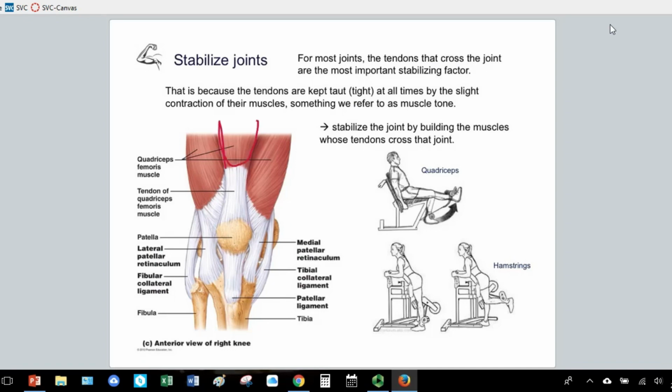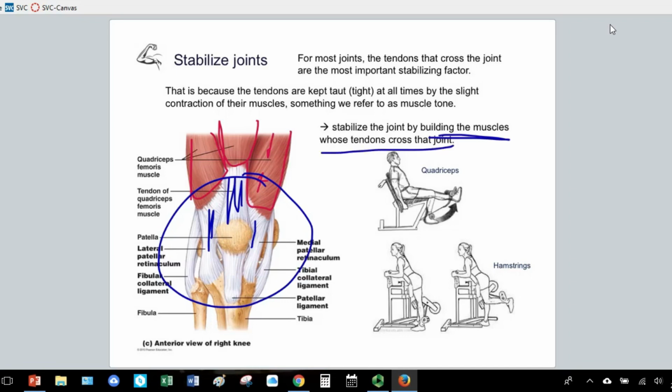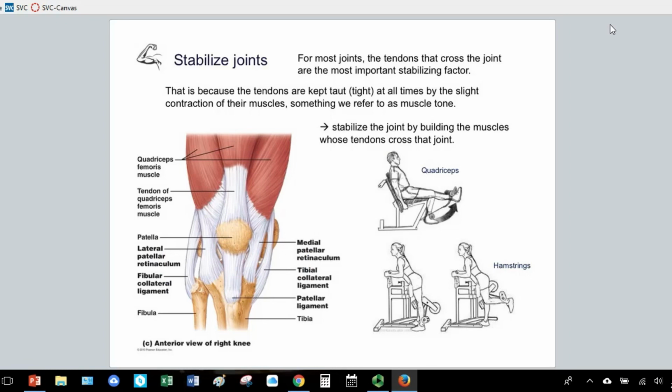So the quadriceps, for instance here, even if you're not heavily using these, they always have a little bit of contraction going on, which pulls on these tendons and keeps these tendons tight. And these tight tendons crossing the joints are, again, the most important stabilizing factor for that particular joint. So if you have problems with a joint and you want to stabilize it, what you want to do is build the muscles whose tendons cross that joint. For the knee joint, for instance, work the quadriceps, work the hamstrings on the backside.